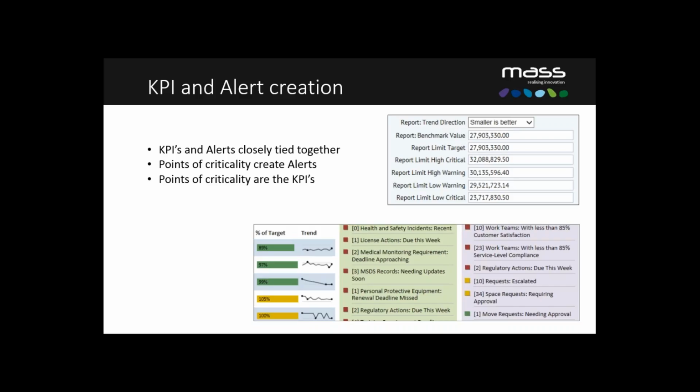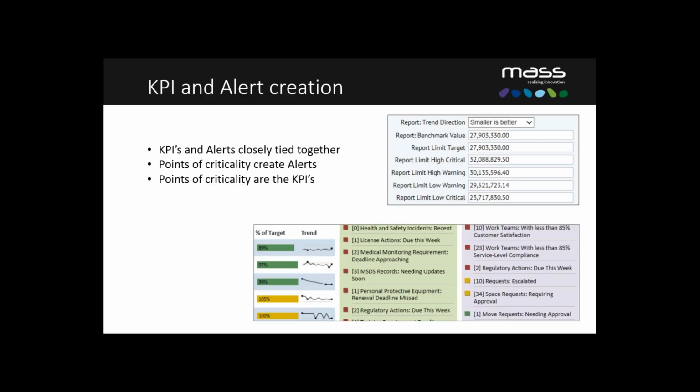So the granularity is defined as what level of decimal places you want to go to, or what defined points of criticality there are. Within the KPIs, you can define the trend direction, smaller is better. So for example, total costs of using your space, you want a trend of smaller being better over time. But you want the benchmark values of limit high critical, high warning, and low critical. So these will define your KPI points that you do or don't want to hit.